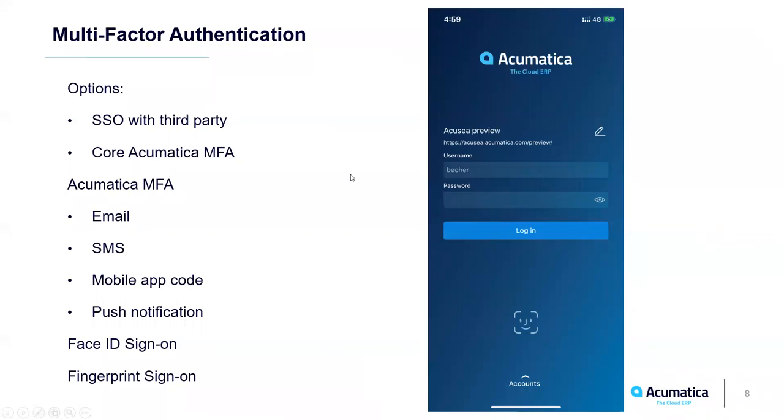Besides the core Acumatica multi-factor authentication, we also integrated with some third parties for single sign-on. With a Samsung device or other Android devices that support fingerprint ID, you can use the fingerprint ID. I'm using an iPhone, so you can use Face ID with the third party for your single sign-on. We support it in our standard product.